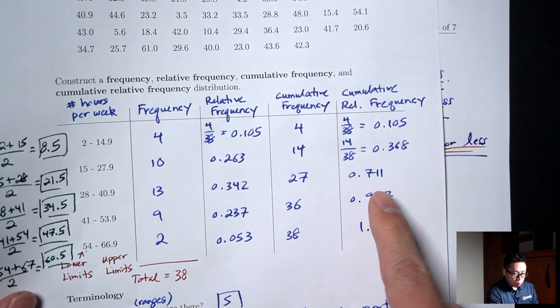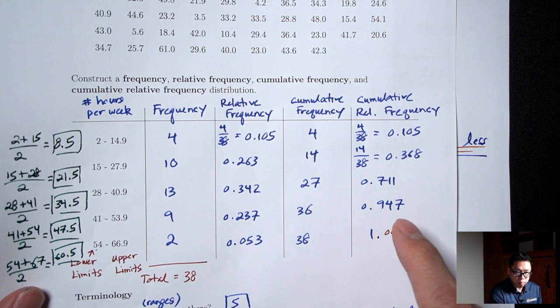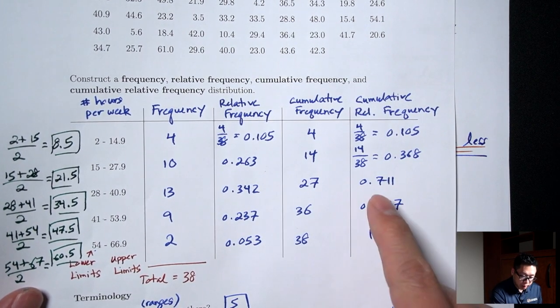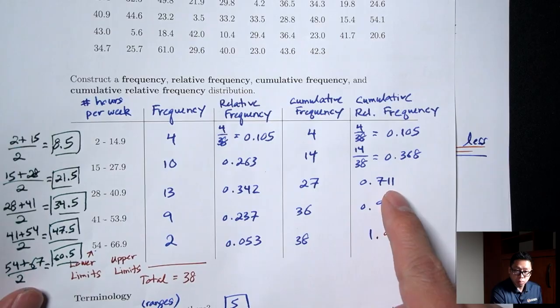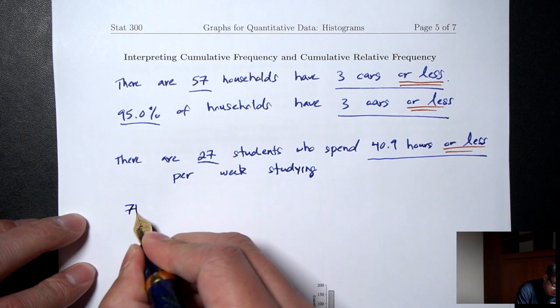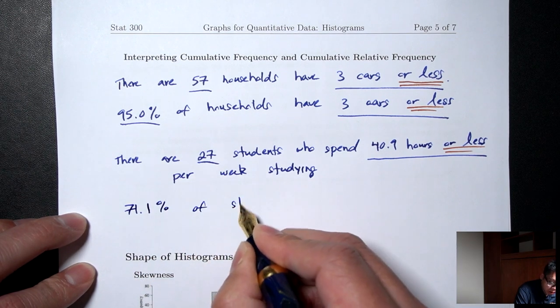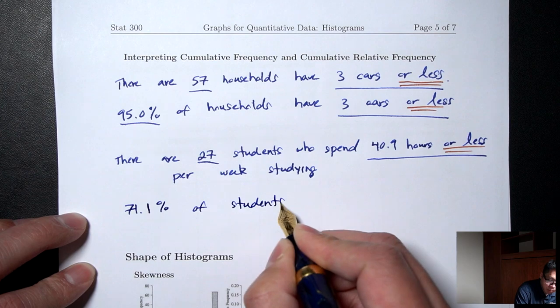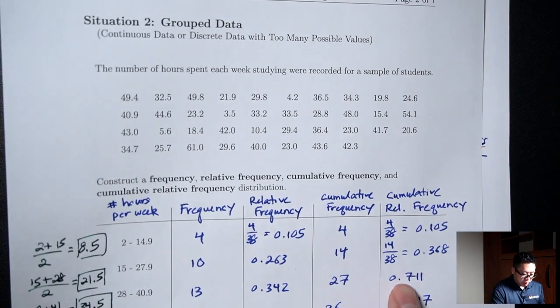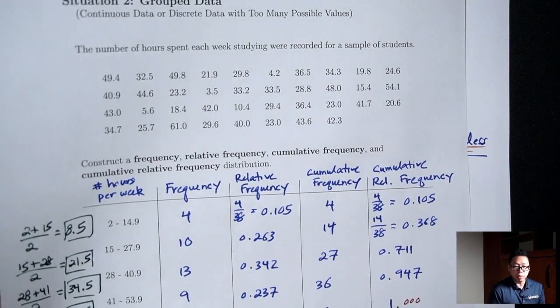And then the 0.711, okay, anytime you're doing relative frequency of any sort, convert it to a percent. So move the decimal two to the right. That'll be 71.1% of students spend 40.9 hours or less per week studying.